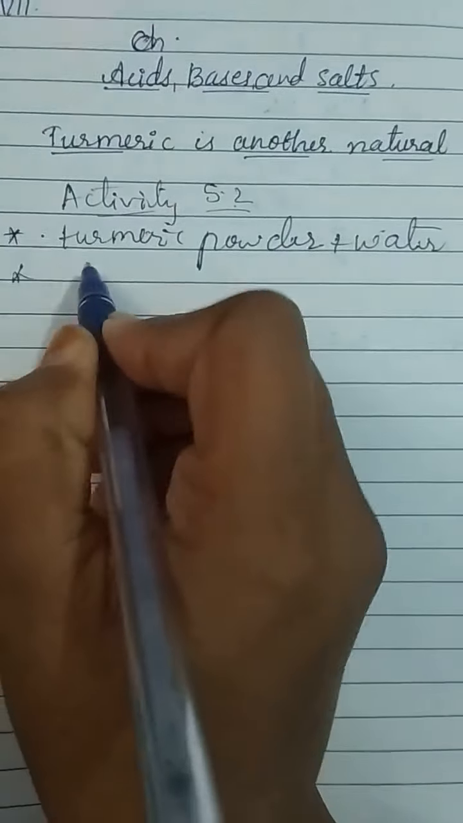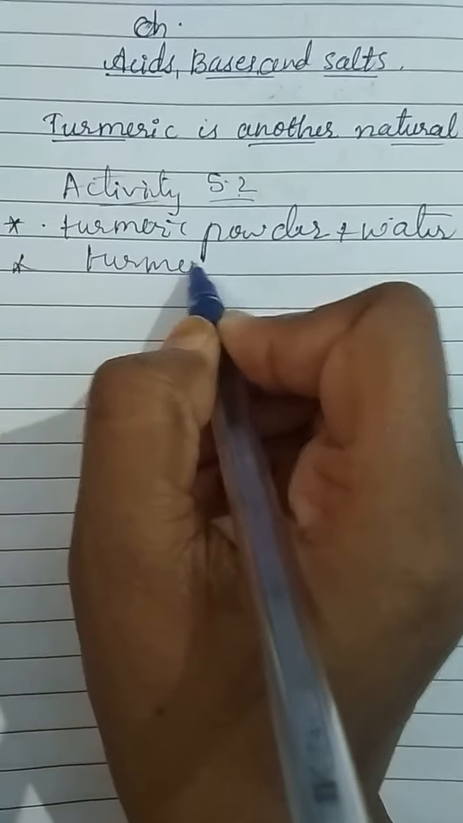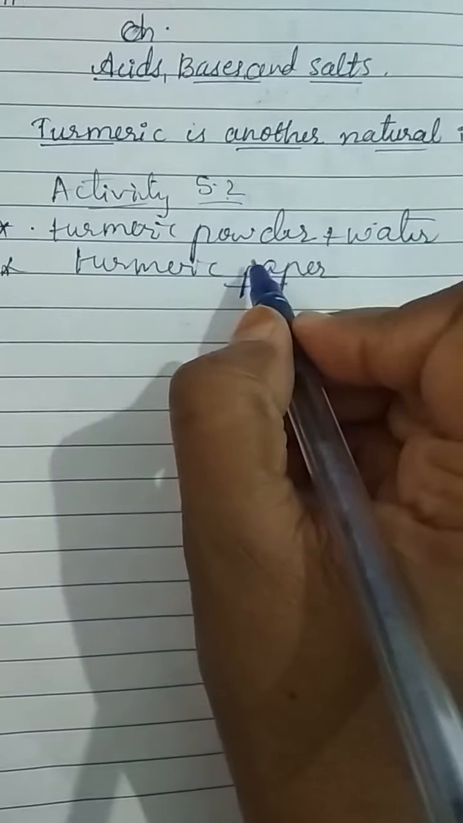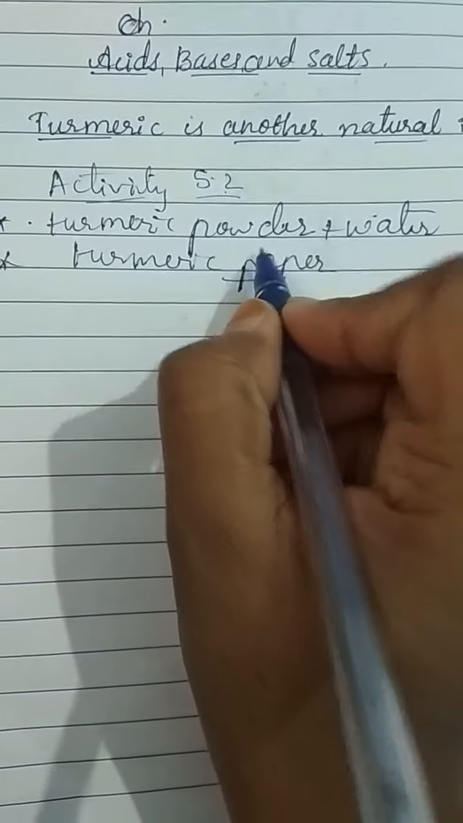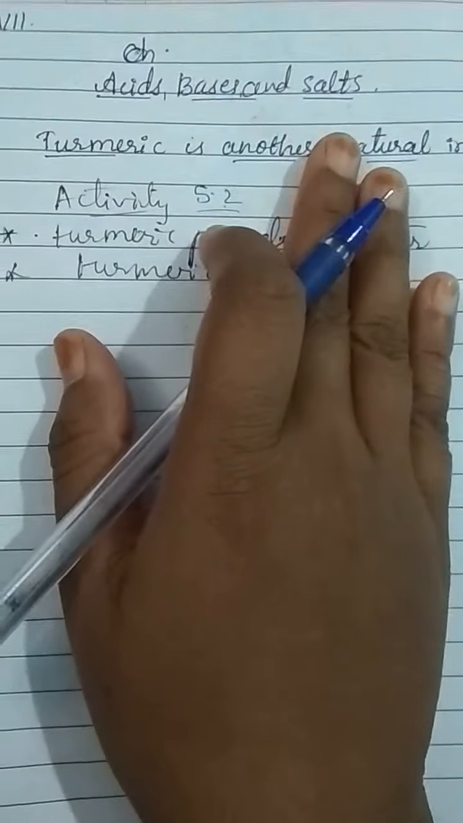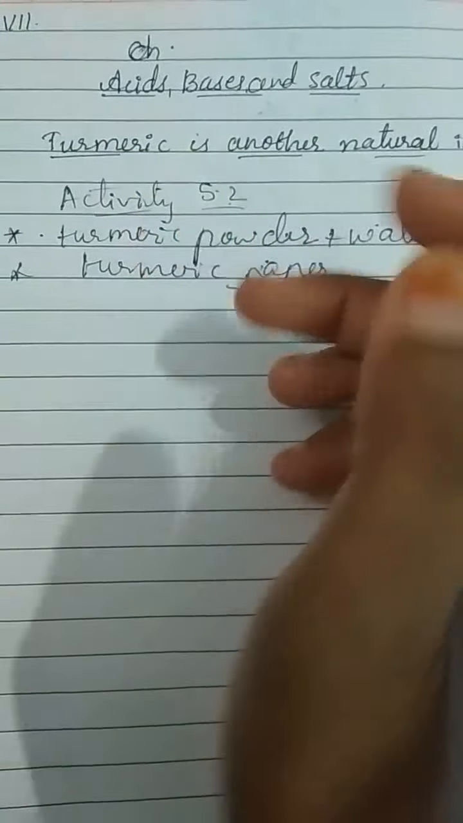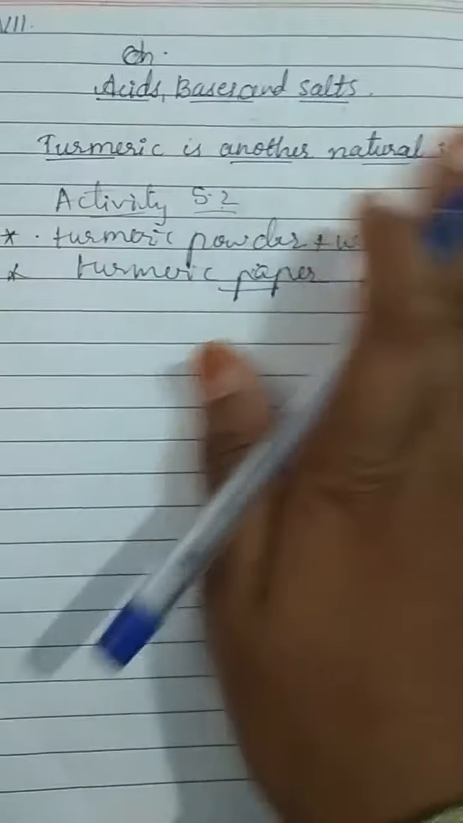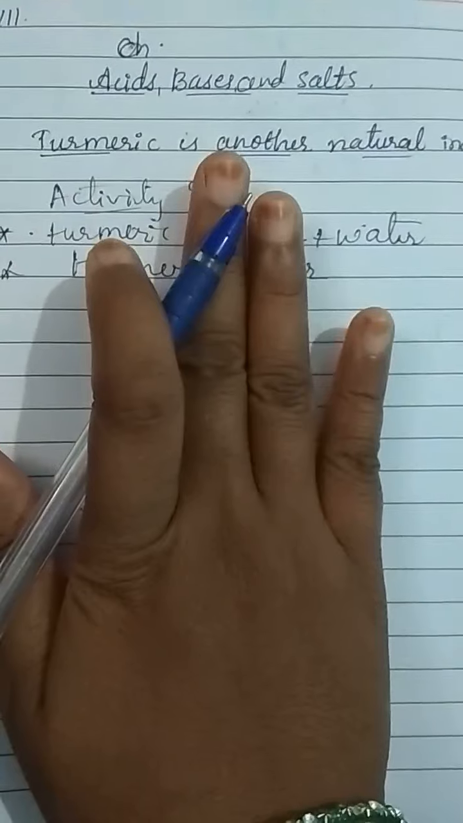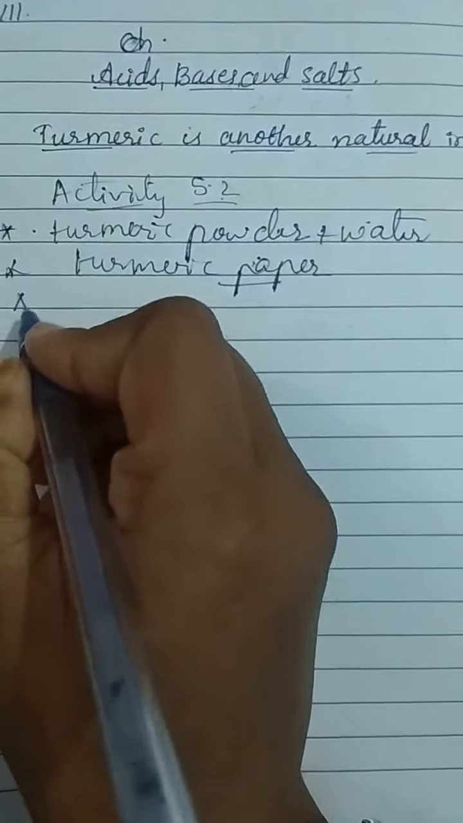Next, we have to make a turmeric paper. How should we make it? We should make a turmeric paper by depositing turmeric paste on a blotting paper or a filter paper and drying it. Cut thin strips of the yellow paper we have obtained. So we have to apply the paste to a blotting paper or a filter paper. Afterwards, when it is dry, we have to cut it in strips.